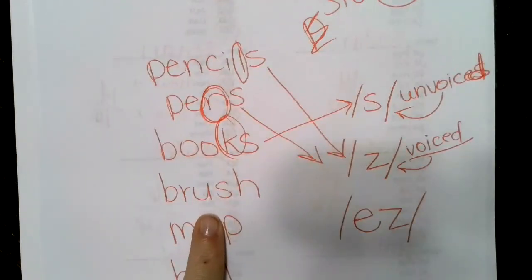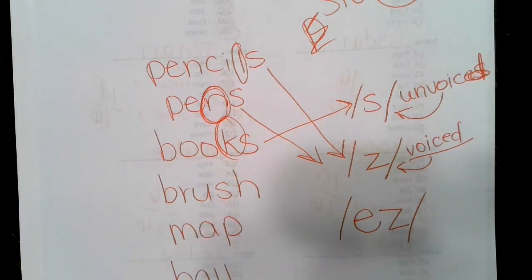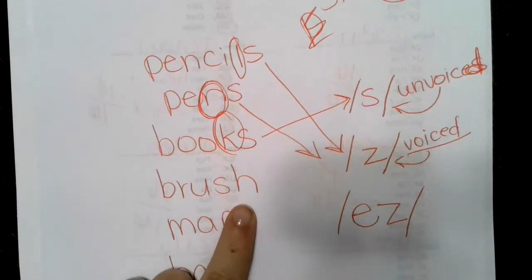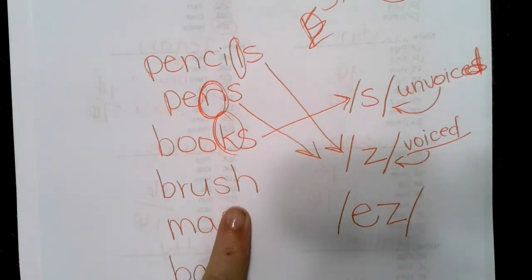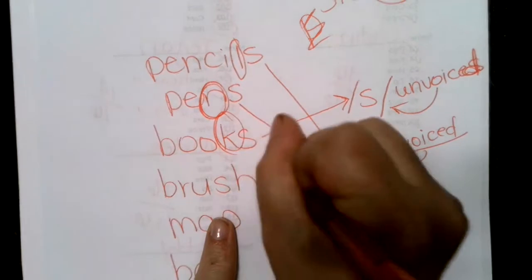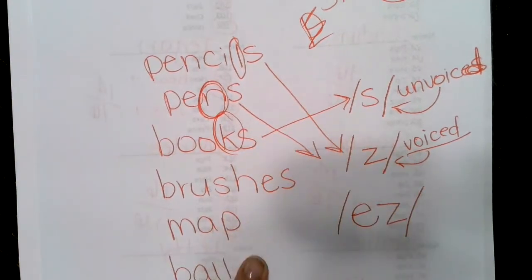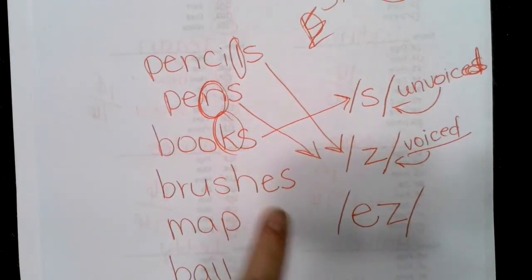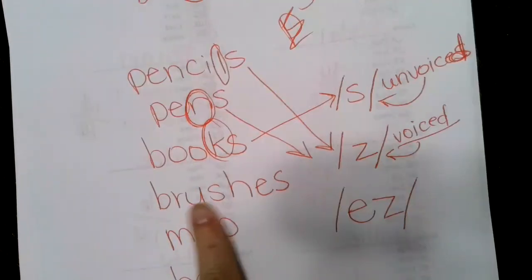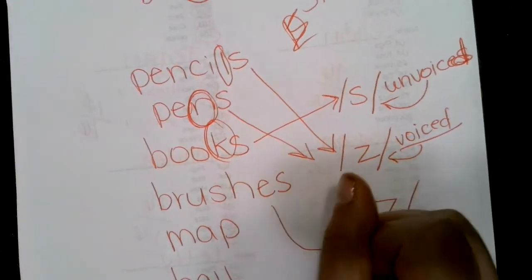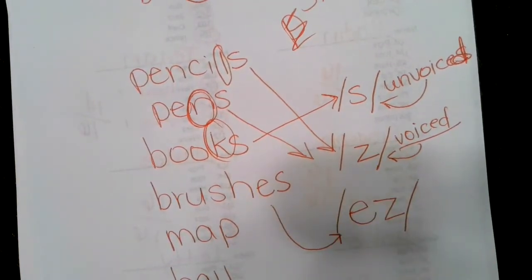Ooh, let's look at this one. Brush doesn't work the same. Because if we add just an S to the end of brush, voiced, unvoiced, it doesn't matter. That S is going to be really hard to hear. So what do we have to do? Do you remember? We have to add ES. And ES is always going to say Iz because Iz is unvoiced. So brushes. So this one gives us that good Iz sound.